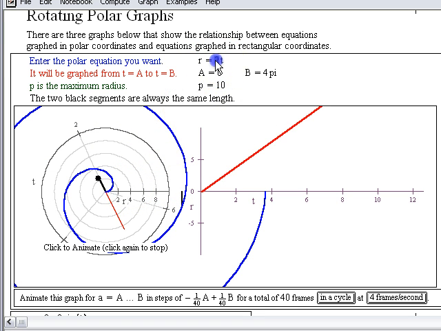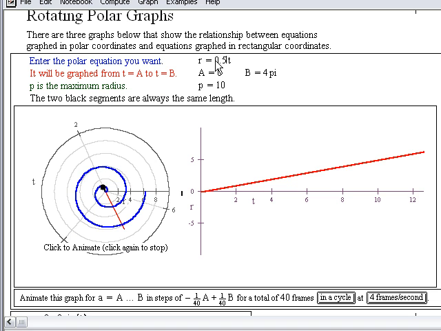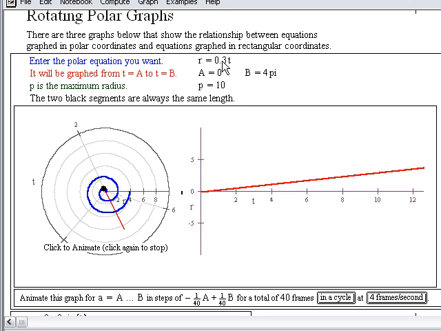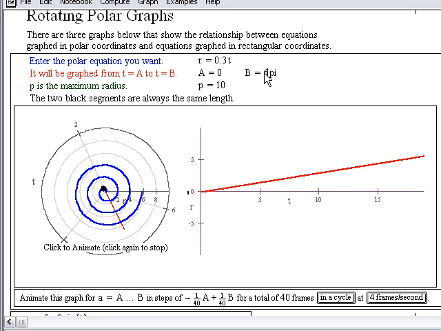I can make it a tighter spiral by putting a smaller number in there, say 0.5, right? Or make it a little tighter, 0.4. You can see as I make that number smaller, the coils get tighter together. You're still going around twice. I'm still plotting from 0 to 4 pi. If you want to see it going around more times, let's go around 3 times, 0 to 6 pi. So that's your arithmetic spiral.